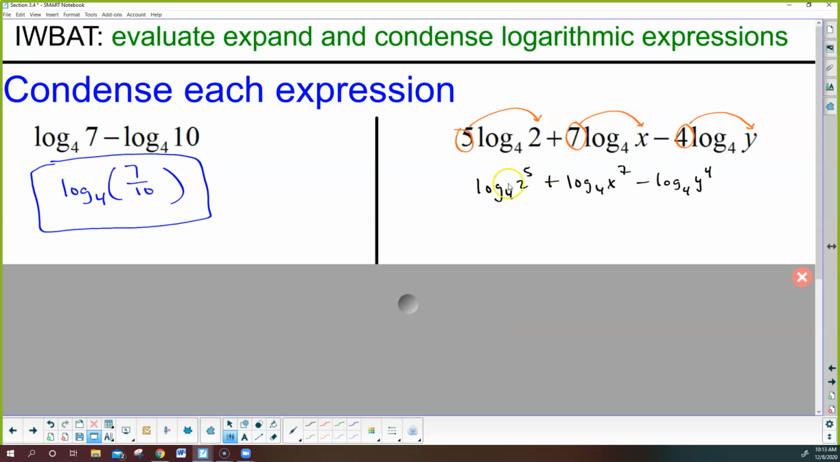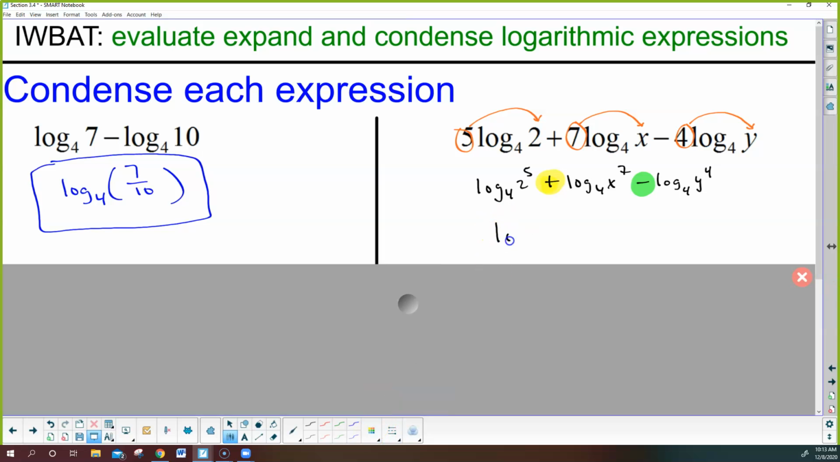Okay, so the 5 came up, the 7 came up, the 4 came up. I should note how all of these are log base 4. The only way that all of this is going to be combined together is because we have the same base. So now I'm going to deal with the product, which is the addition piece, and then the subtraction piece kind of at the same time.